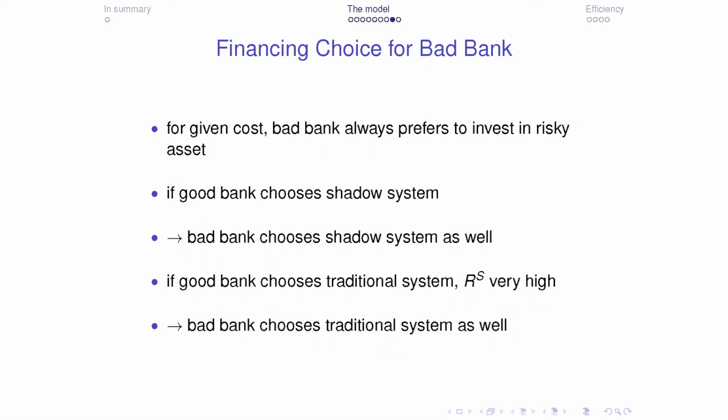What about the bad bank? Well, the bad bank will behave as the good bank, because if the good bank chooses the shadow system, the interest rate is going to be relatively low because she is cross-subsidized by the good bank, and so she can choose the shadow system as well and invest in the risky asset. That is what she wants to do. If instead the good bank chooses the traditional system, then the interest rate would be very high because lenders know that in the shadow system there would be only bad banks, so it is not going to be profitable, and the bad bank is going to choose the traditional system as well.